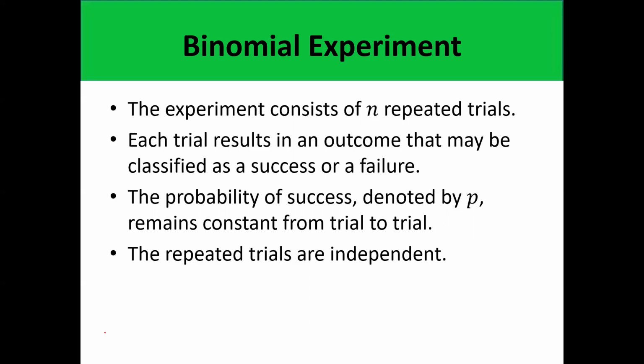Now, the probability of success is denoted by small p and it remains constant from trial to trial. This means that the repeated trials are independent of each other. Whatever outcome we get from, let's say, the first trial is independent of the chances or odds that the outcome will occur in the next trial. That's why the probability of success remains constant from trial to trial.